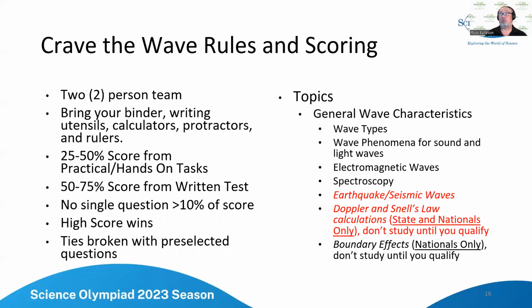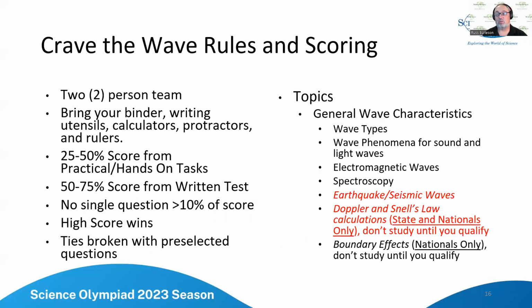So let's talk about Crave the Wave rules and scoring. It's a 2-person team. You can bring your binder, writing utensils, calculator, protractors, etc. They're going to try to do some hands-on tasks. Now, if you're doing a virtual tournament, they ask the same questions they would with a normal hands-on task, but it's pretty much all written at that point.